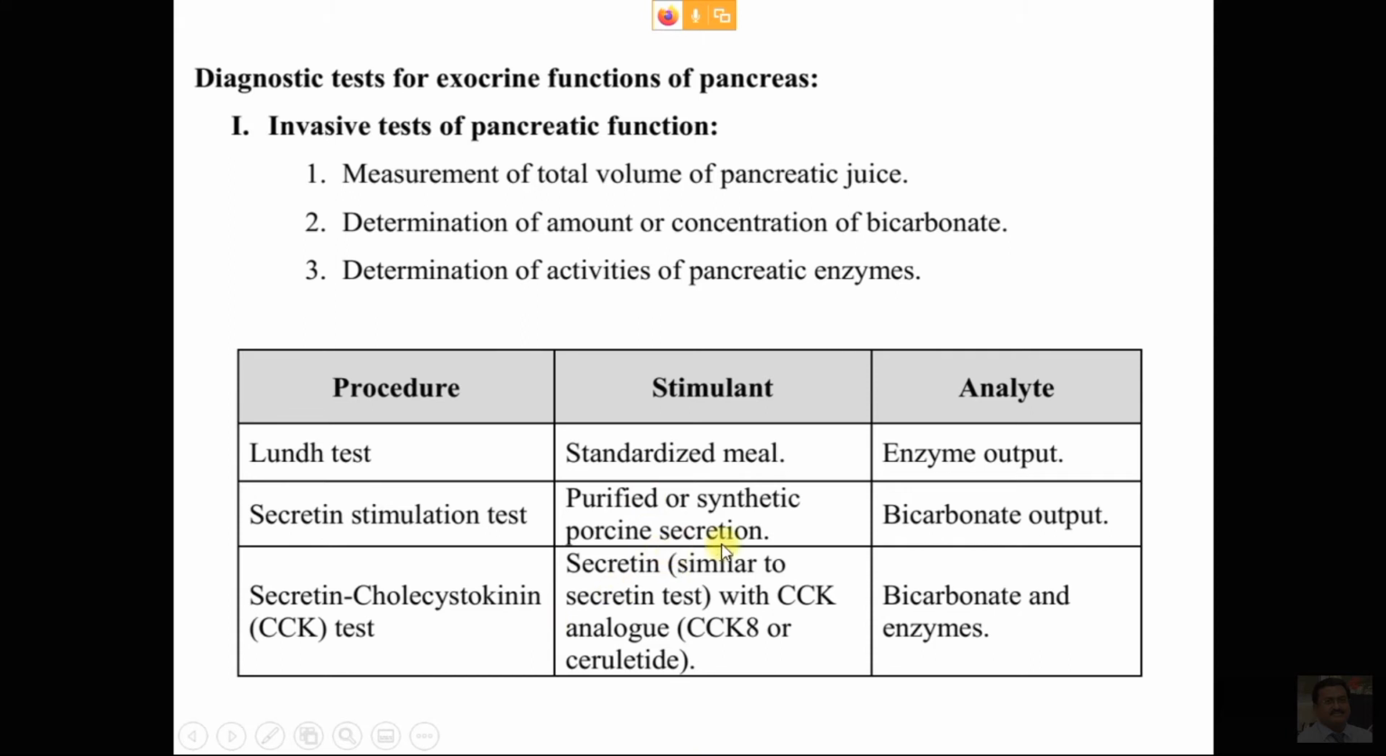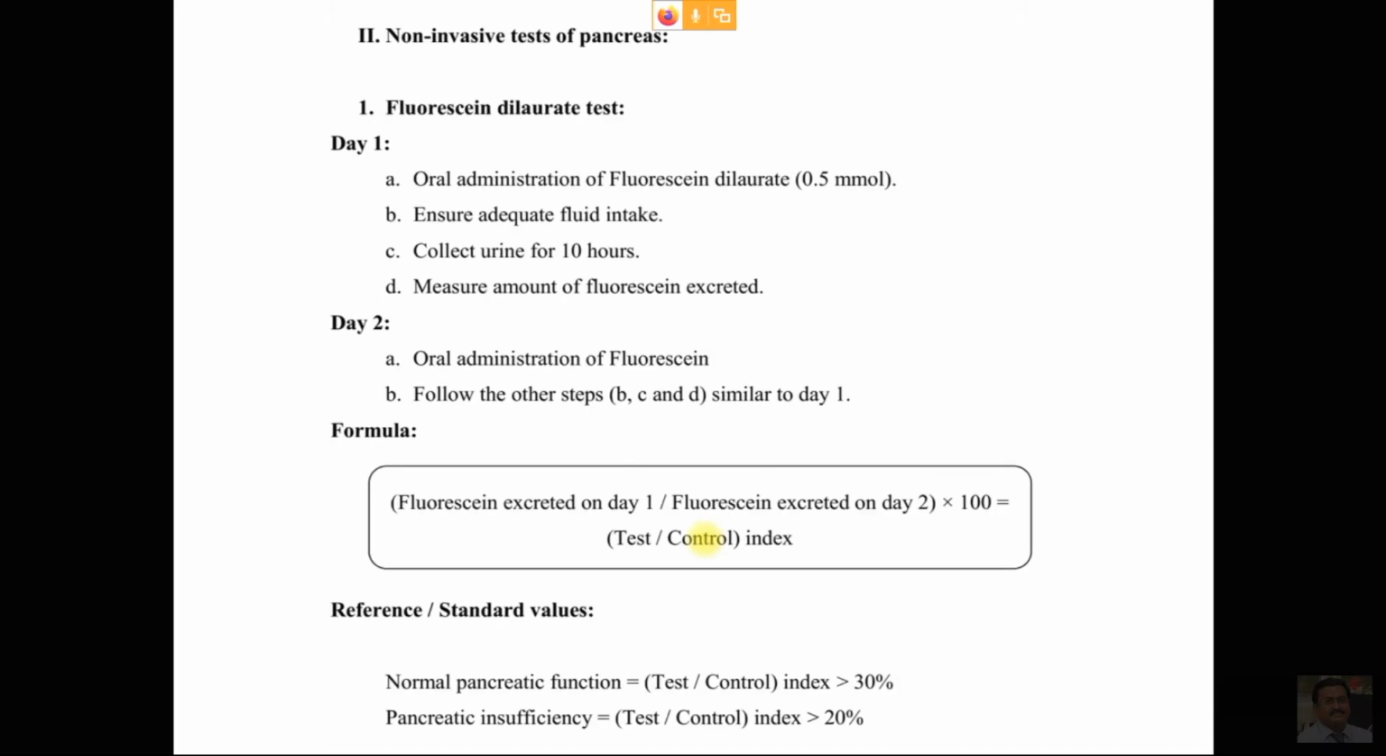So this is not secretion, it is secretin, and this is porcine secretin. What is porcine? Porcine is pig. From pig the secretin is purified and can be given to persons. Either the purified form or a synthetic form can be used, both can be. The third one is very famous, the secretin cholecystokinin test, CCK. Here secretin with a cholecystokinin analog, or otherwise the cholecystokinin itself, can be used. Cholecystokinin is very expensive, and compared to that, the synthetic analog of cholecystokinin is more famous; that is called ceruletide. Ceruletide with secretin can be given to persons to induce secretion of pancreatic juice, and based on that the bicarbonate ions and enzymes can be thoroughly checked. So that's all about invasive tests of pancreatic function.